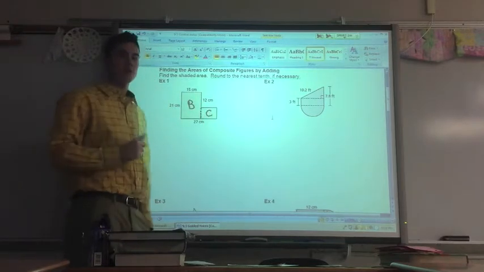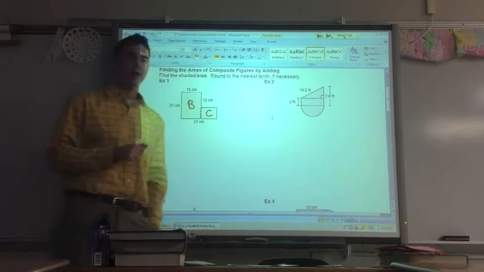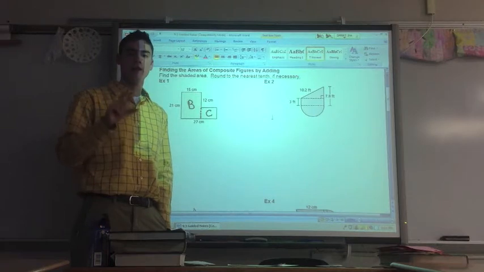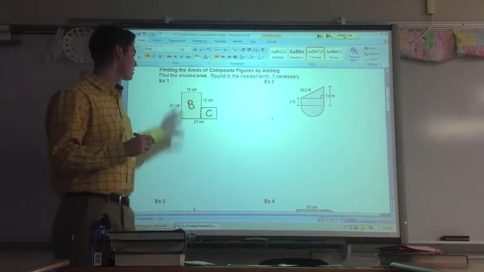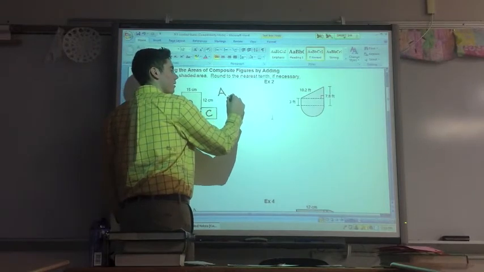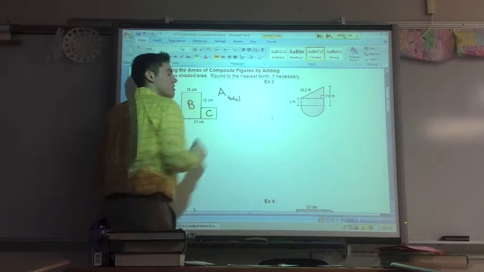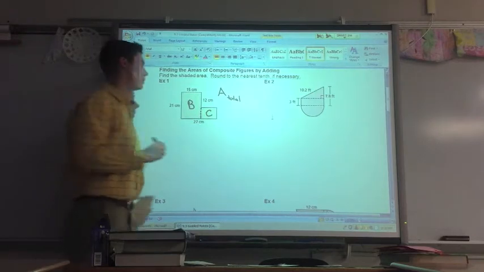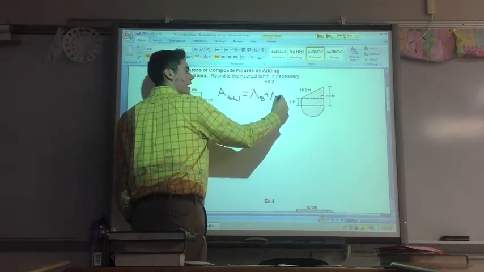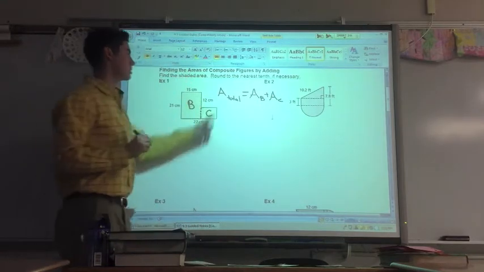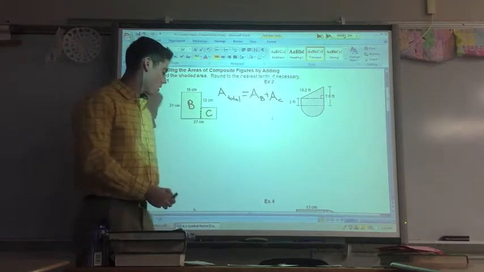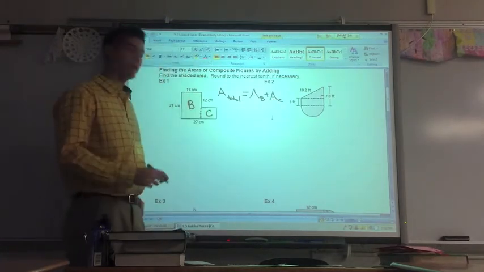I didn't choose those letters for any particular reason, but I wanted to avoid the letter A because I'm going to be finding the area of these regions, and rather than being repetitive with the same letter, I kept it separate. To find the area of the entire region, or the area of the total, and I wrote total as a subscript there, what you have to do is find the area of region B and add the area of region C. So the area of the total is equal to the area of region B plus the area of region C.